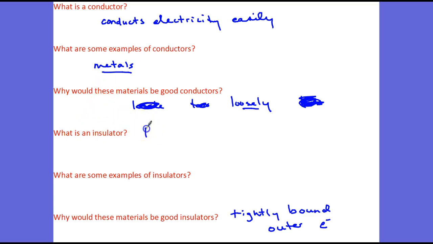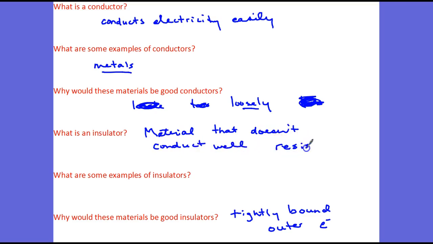An insulator is a material that doesn't conduct well. It resists the flow of charge. And sometimes we call materials made of insulators resistors. Examples of insulators: wood, glass, plastic. You can think of a lot of them, I'm sure.